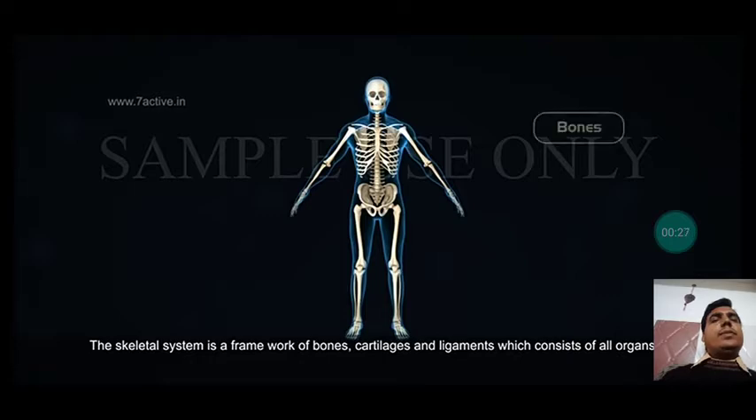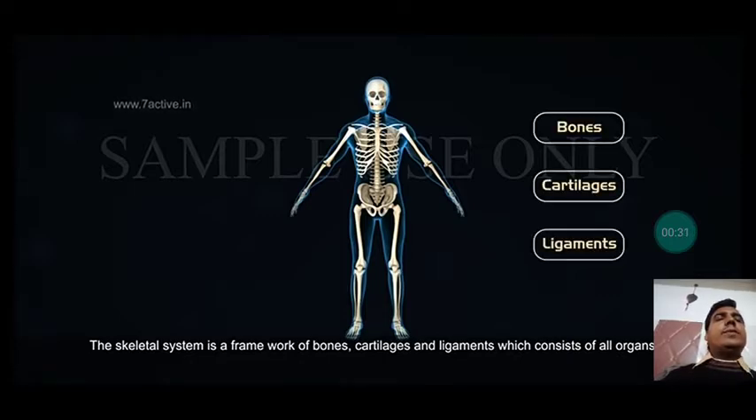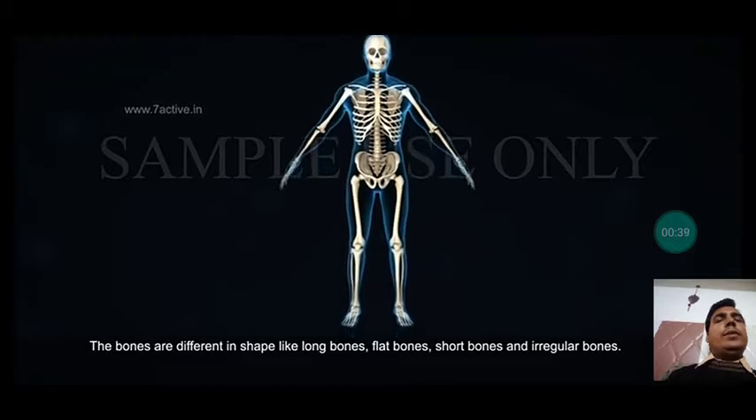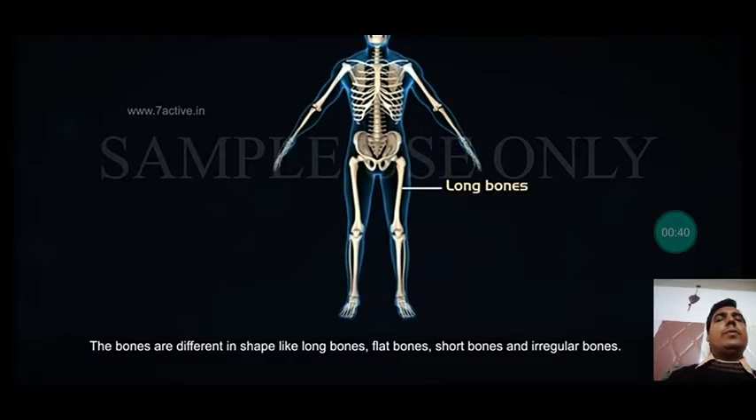Students, the skeletal system is the framework of bones, cartilage and ligaments which supports all organs. The bones are different in shapes, like long bones, flat bones, short bones and irregular bones.